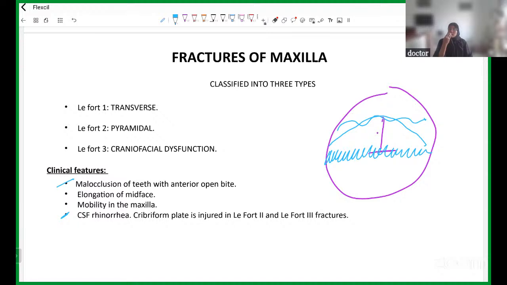This is because the cribriform plate is injured in Le Fort 42, and sometimes it is seen in Le Fort 42, but most commonly seen in Le Fort 43 fracture. Okay. So cribriform plate damage can lead to CSF rhinorrhea. The base of the skull will get damaged, leading to drainage of CSF fluid down there. Diagnosis: X-rays can help. CTs are mostly preferred. Okay, they help to delineate fracture lines and displacement of fragments. X-rays are helpful, but CTs are preferred.